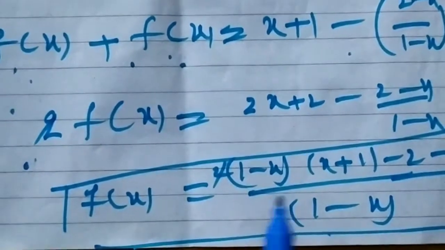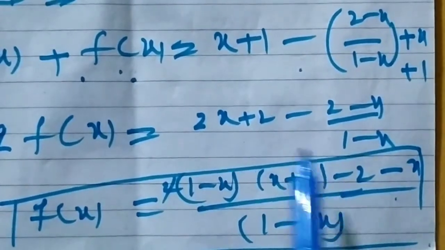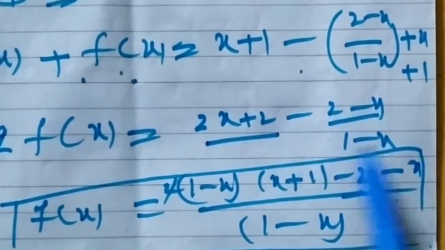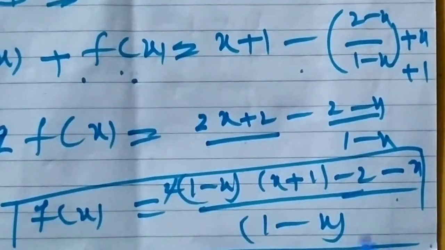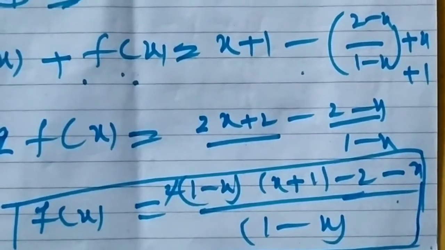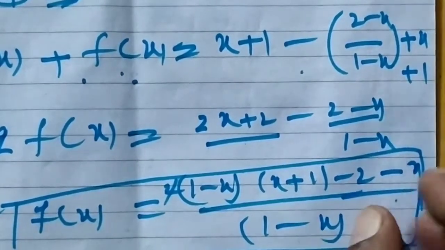Here finally we are getting 2 plus x, 2 minus 2 minus x by 1 minus x. By doing common we are getting this result finally. By simplifying you will get the required function.